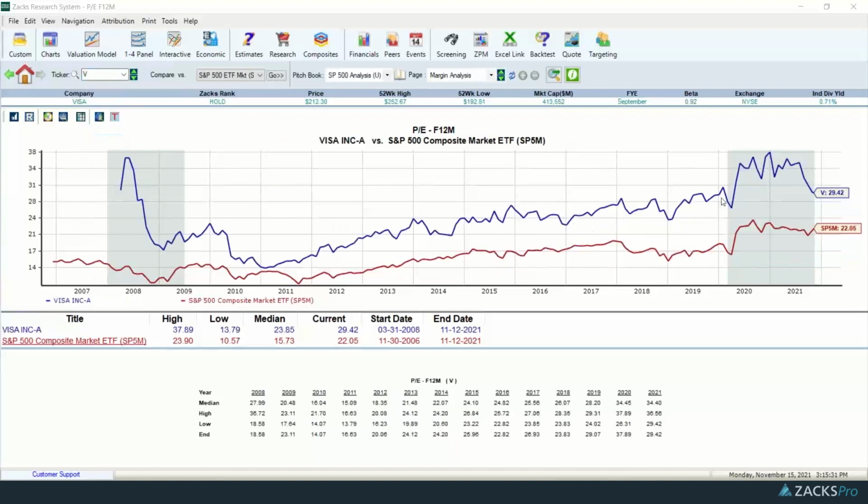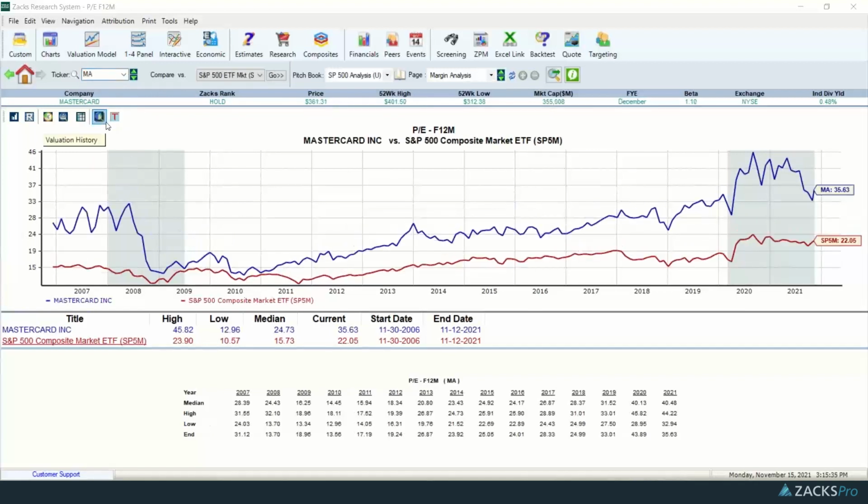So we'll go back to Visa, and you can see a similar scenario playing out for Visa. You can see a similar scenario playing out for Mastercard. So a lot of this stuff that we're seeing in the space, again, is not company specific, but more industry specific. And that's the real lesson here.